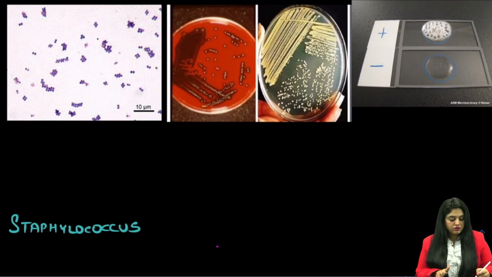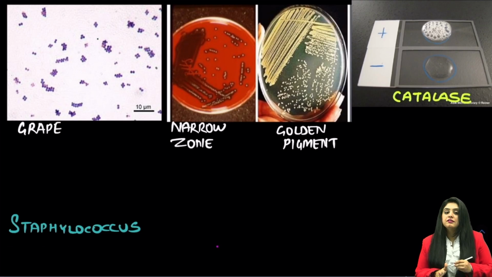And when I'm talking about Staphylococcus aureus, I can definitely see there is a very, very famous grape-like appearance. What is the meaning of the word staphyle? Staphyle means grape-like clusters. So let's have a look at all these pictures. We are going to see the presence of grape-like clusters because that is the meaning of the word staphyle.